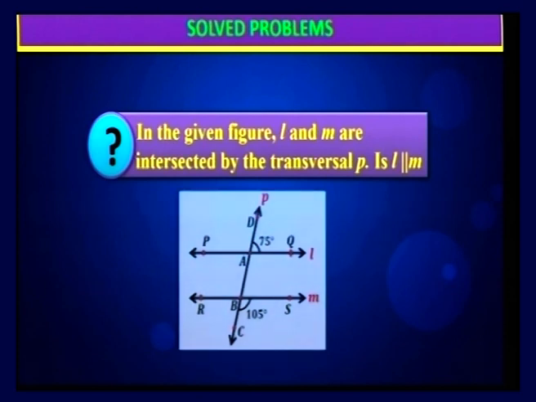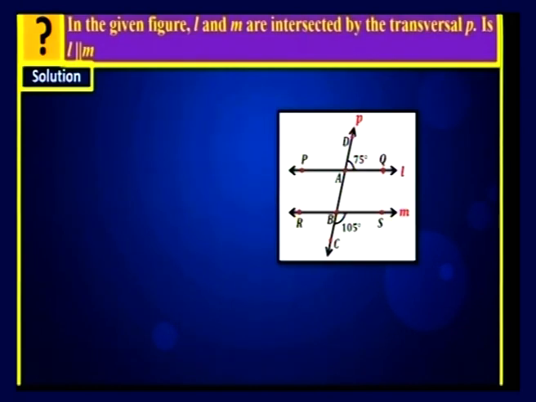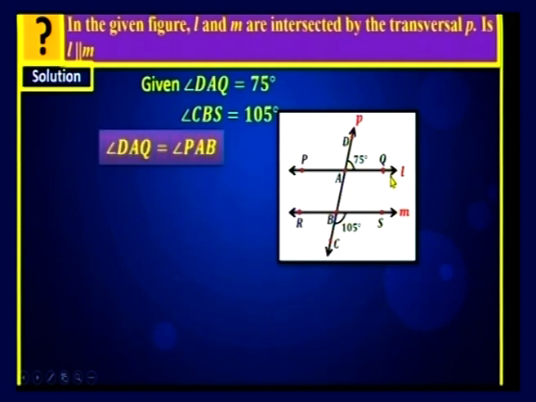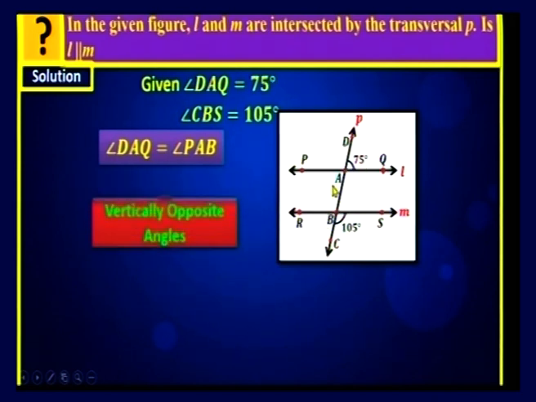Now in the given figure, L and M are intersected by the transversal P. Is L parallel to M? Let's start with the solution. So from the figure, what is given to us? Yes, angle DAQ is 75 degrees. And we have angle CBS equal to 105 degrees. Notice that angle DAQ and angle PAB are equal. Why? Because they form vertically opposite angles. So since DAQ is 75 degrees, we get PAB is also 75 degrees.